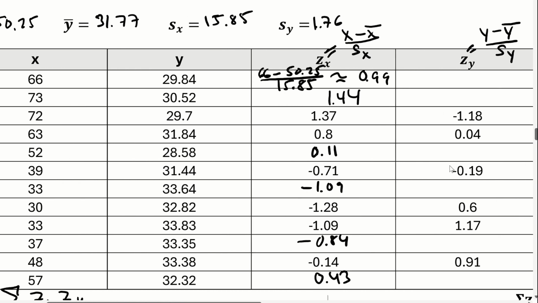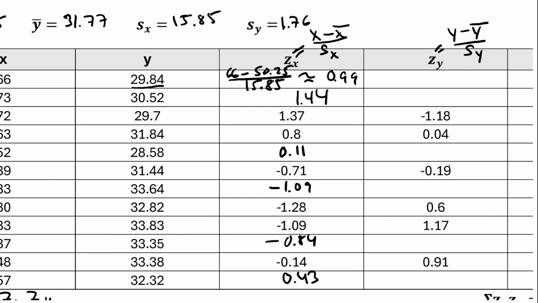All right, let me do ZY. So ZY is going to be Y minus Y bar divided by SY.